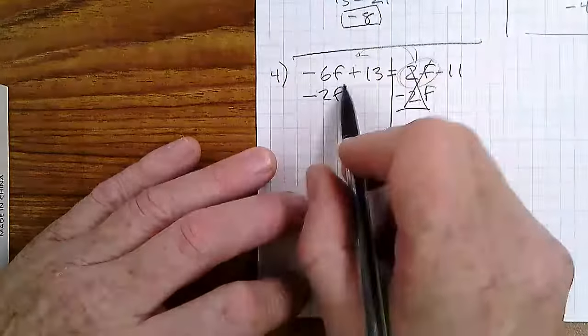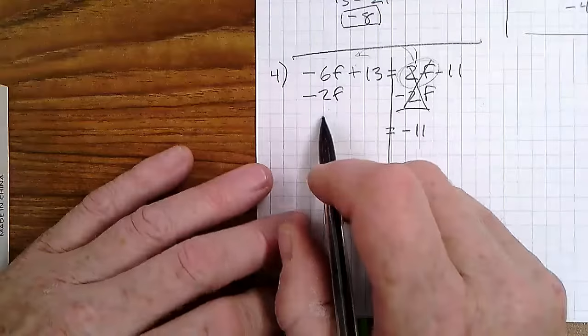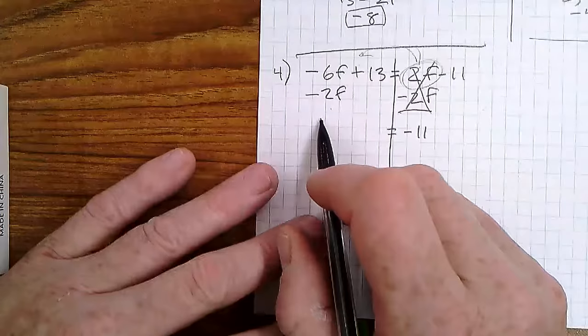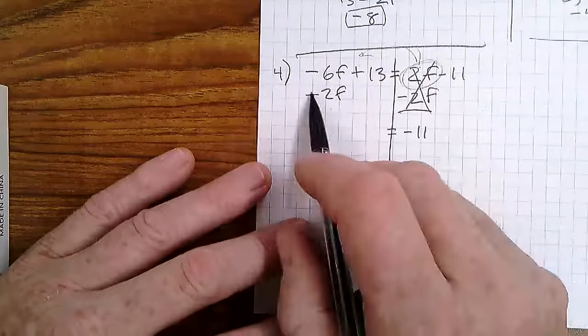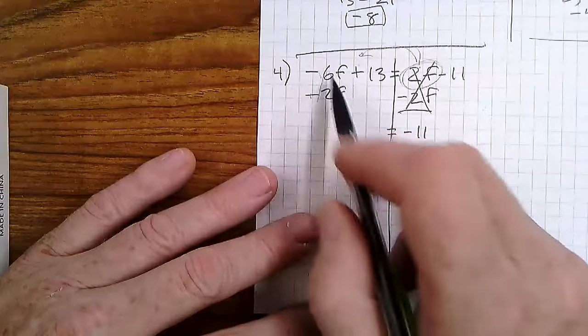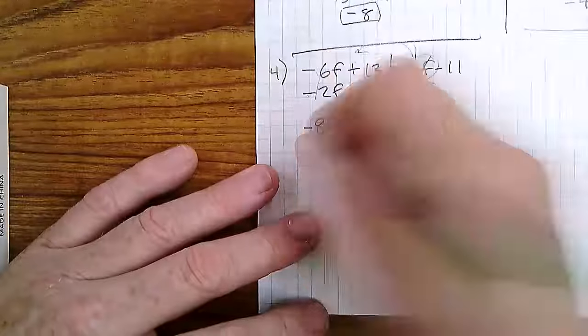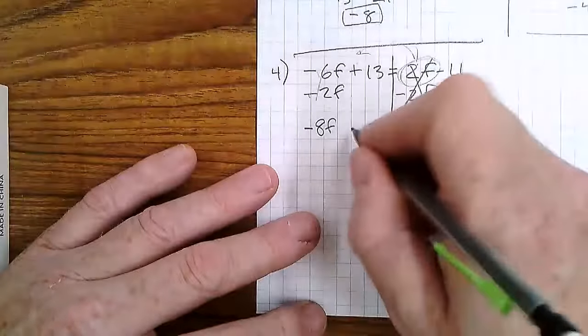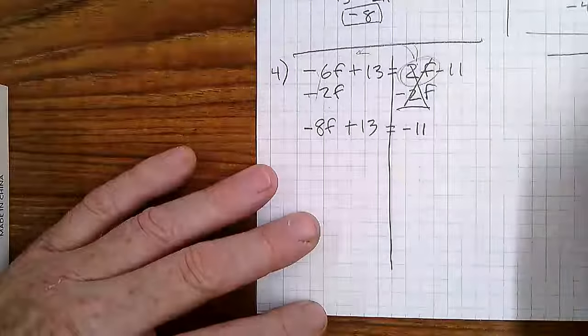And then -6f and -2f. If both signs are negative, and you guys have heard me say this probably 10, 15 times now, if both signs are negative, add it up, keep the common sign. The common sign is negative. So 6 plus 2 is 8. So I have 8f, and then it has to be negative. All right, plus 13.